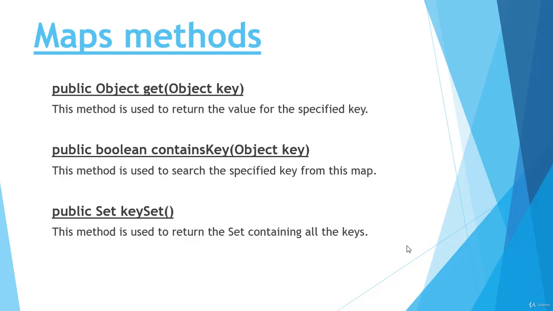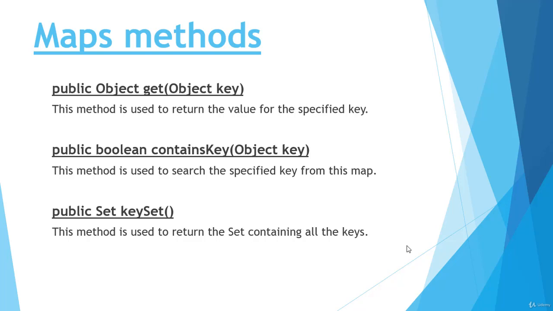Next we have the containsKey method. This method is used to search for a specific key in this map. Now if we want to search for a specific key in this map, then we use the containsKey method, which is a boolean type method that will return true if we find that key in that map or false if that key does not exist in that map. We have to pass the key in the arguments.